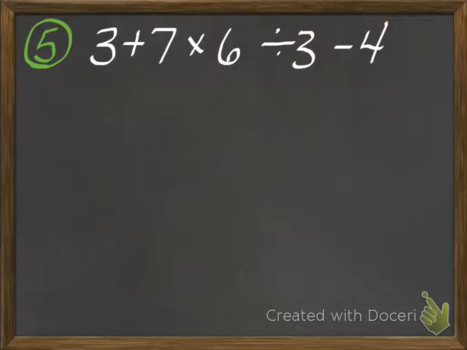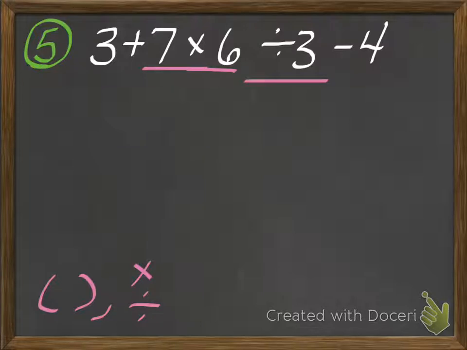Number 5. 3 plus 7 times 6 divided by 3 minus 4. Alright, so I'm going to be looking for parentheses first, but there are no parentheses in this problem, so after that, we do multiply and divide, and we do it from left to right. So I see multiply and divide right there with 7 times 6. I also see divide, 6 divided by 3. The only way to know which to do first is to make sure that you go in order from left to right. So I'm going to do 7 times 6 first. 7 times 6 is 42.